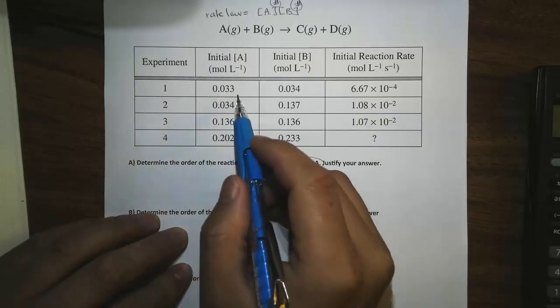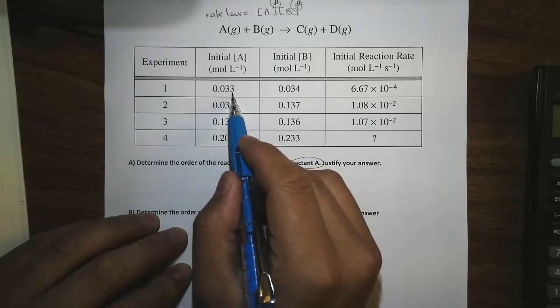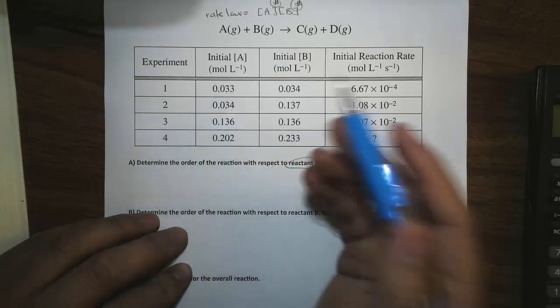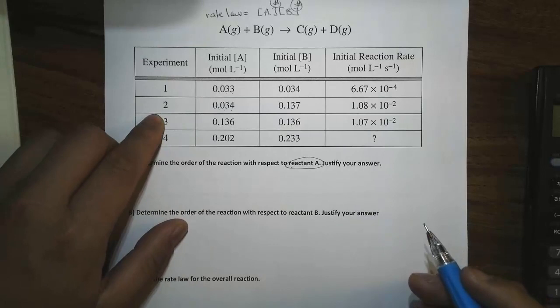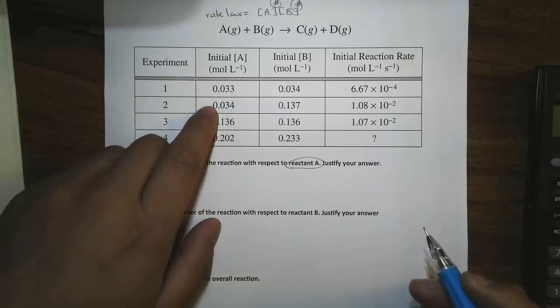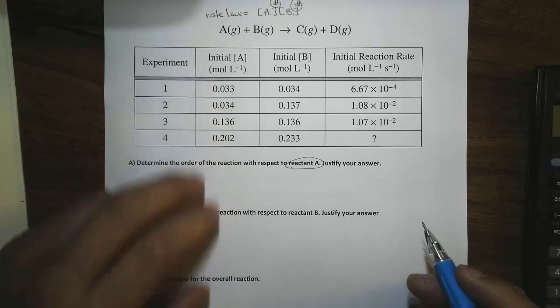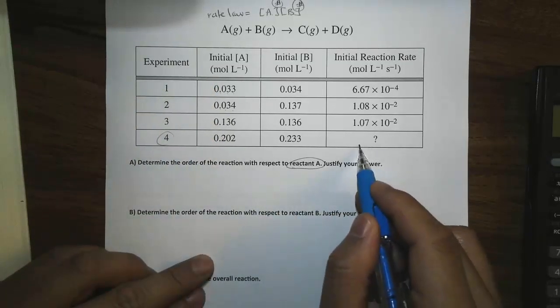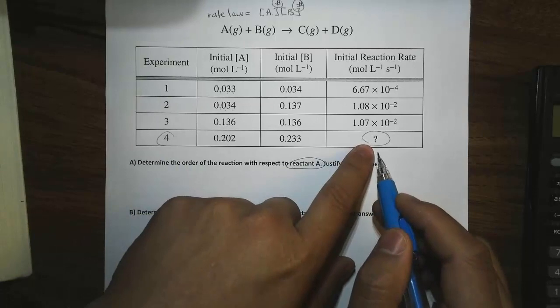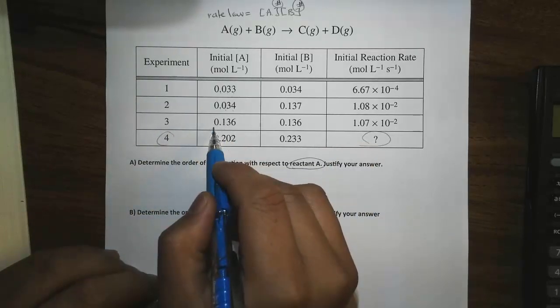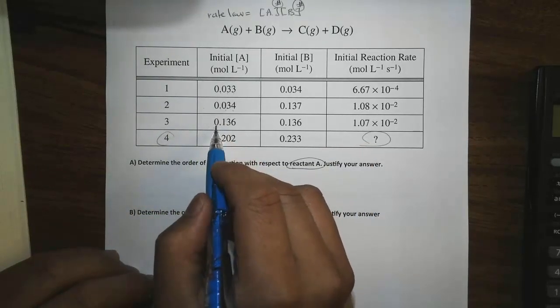Now, look at this experiment. We have 0.33 and 0.34, that's about the same, okay? But where we have 3 and 4, they are completely different. So we have to use two of them that are different. But we cannot use 4 because we don't know the reaction rate for 4, okay? So we are limited to 2 and 3. Well, it turns out 2 and 3, there's a big change.